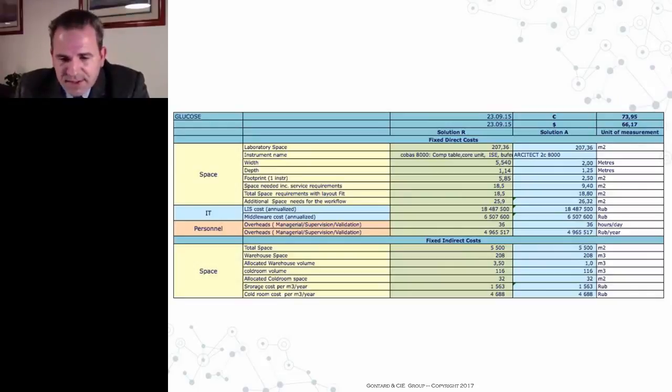The Excel sheet, you're seeing the first component of the Excel sheet. What is important, you see, let me take my arrow. So you see that it is glucose. You see the two solution providers. You see the date of the study, and you see some of the components that we're looking at. But let me take you further into the file.